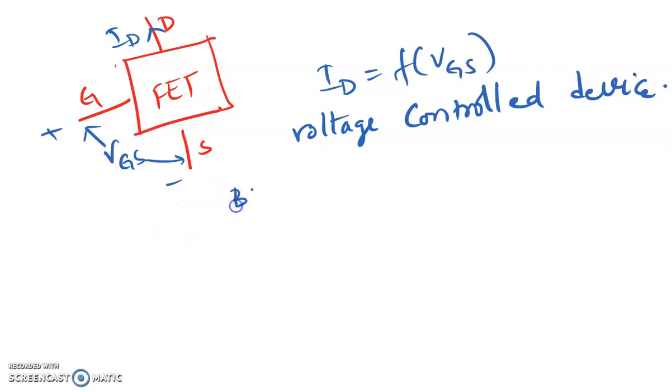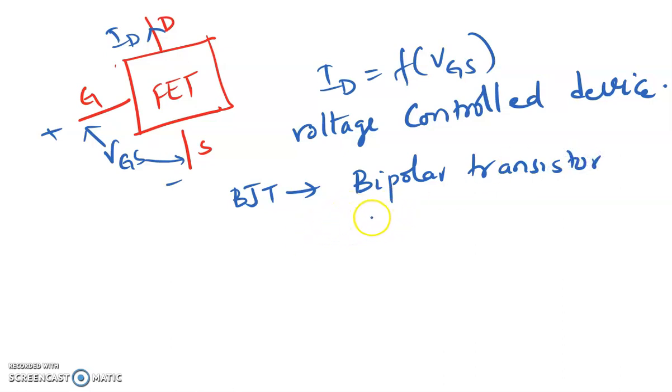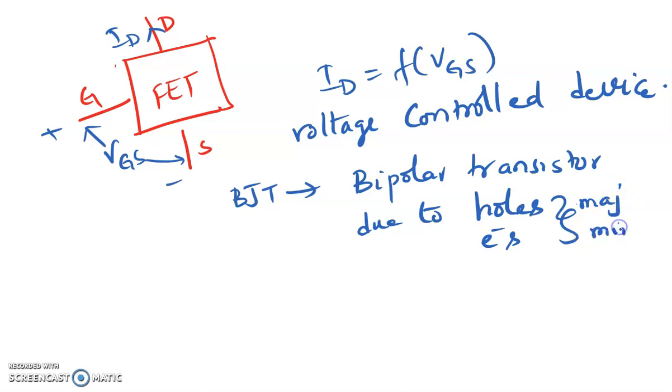Coming to the BJT, it is a bipolar transistor. Bipolar means the current conduction is due to majority charge carriers and minority charge carriers. Suppose it is p-type, then the majority charge carriers are holes and the minority charge carriers are electrons. Or if it is n-type, then the majority charge carriers are electrons and the minority charge carriers are holes. So that's why it is called a bipolar transistor.